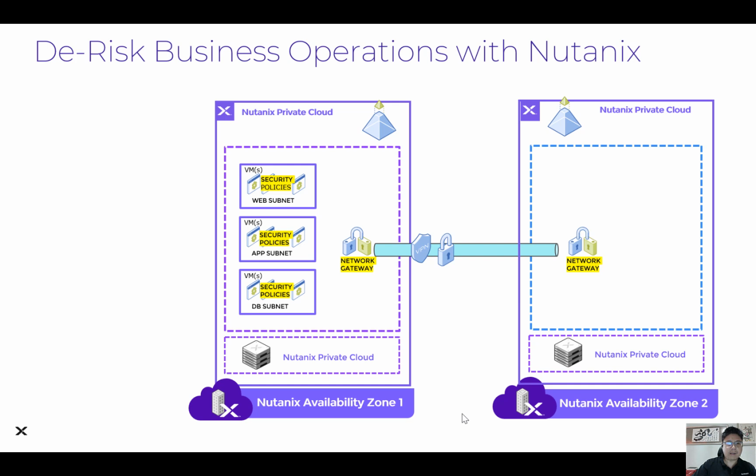The VM in the availability zone is tagged with a category. On the right hand side, you have the second Nutanix availability zone, and you can see that there is no VM in the second availability zone.